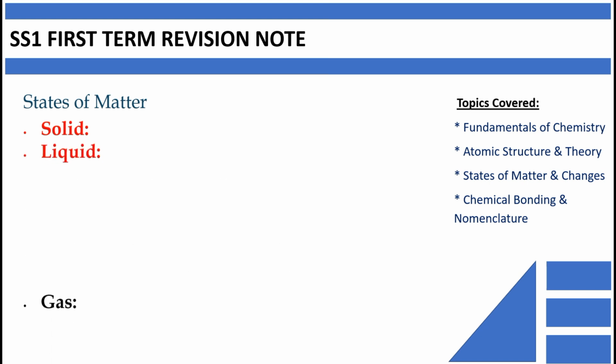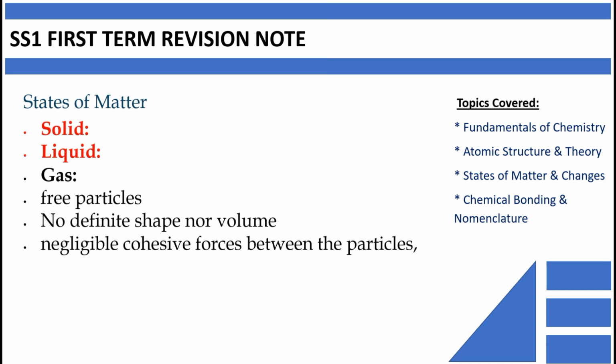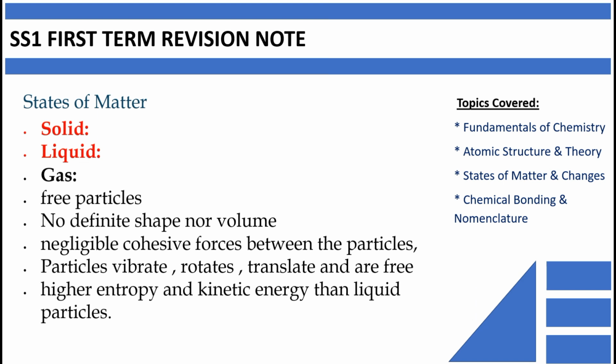If we look at gas, we render gas as particles with free movement. So we say that the particles are free to move. Now, because they are free to move, they move away from one another. So they will have no definite shape and they will have no definite volume. The cohesive force between them is said to be negligible, and they vibrate, rotate, translate, and are free to move randomly from one another.